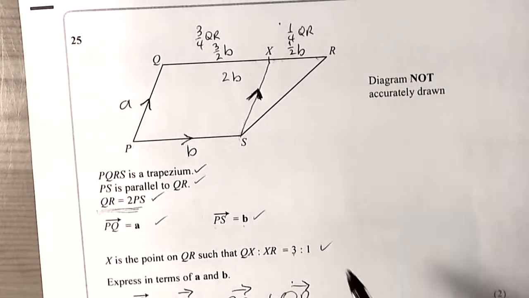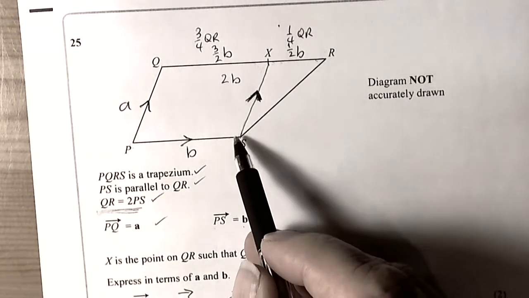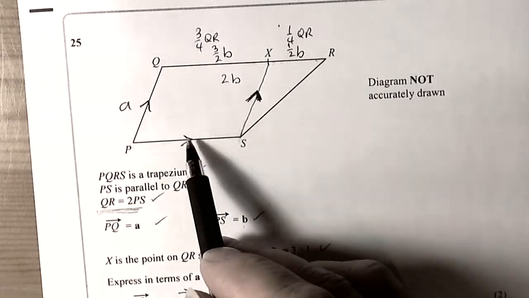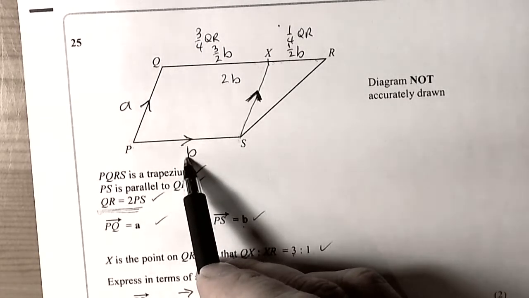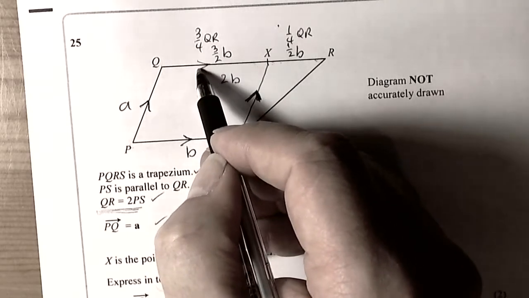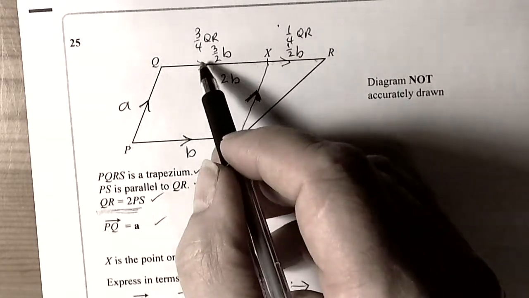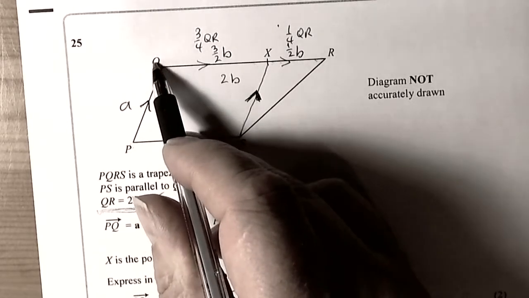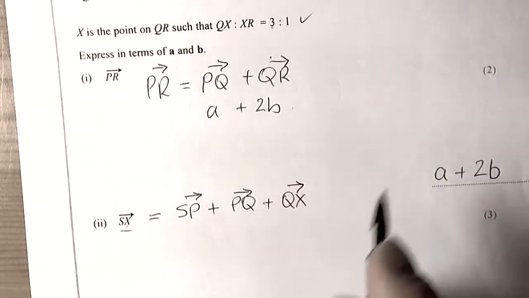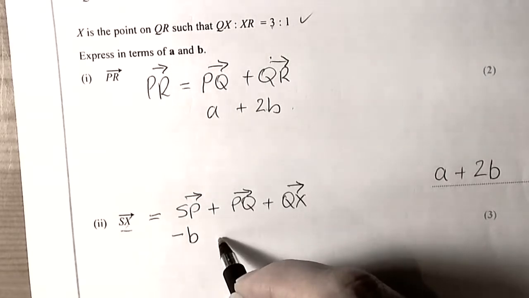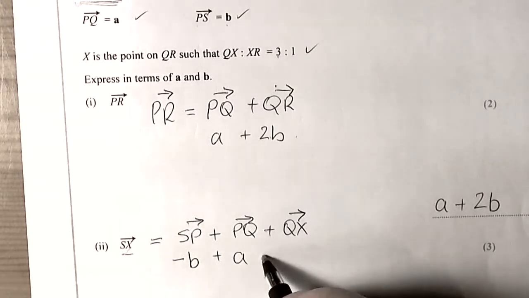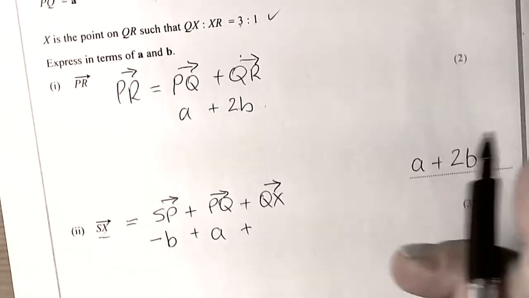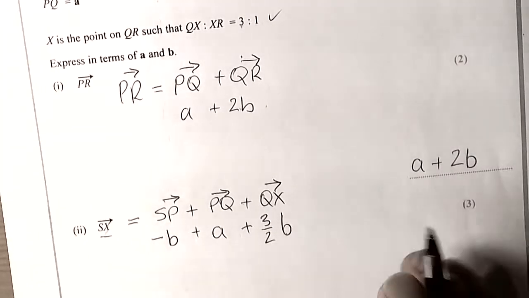Now, because I've written all the information onto the picture, all I've got to realise is that going from S to P, I'm going against the arrow. So that's going to be negative the vector. And the other vectors, well, Q to R was a positive direction, so the arrow should be going in that direction. So we've got negative B plus A plus 3/2 of B. So S to P was negative B, P to Q was positive A, and Q to X we worked out was 3/2 of B. So 3 over 2B.